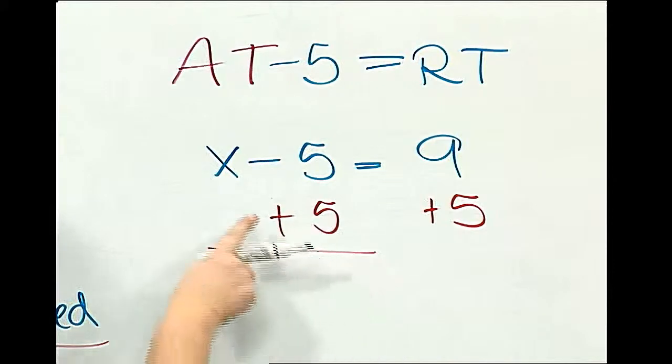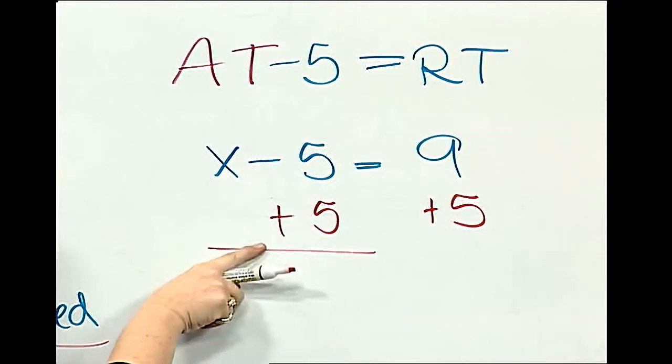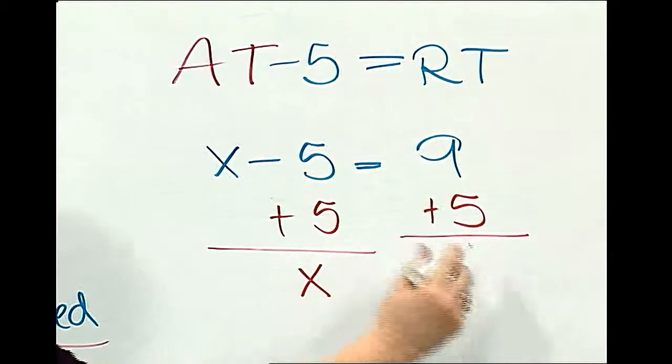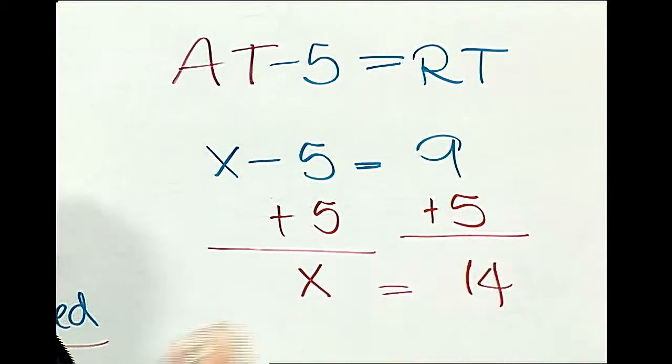On the left-hand side of the equation, I have -5 and +5. I know that those put together are 0. They cancel each other out. So I have only x left on the left-hand side of the equation. On the right-hand side of the equation, I have 9 plus 5. That's 14. So I know that x is equal to 14.